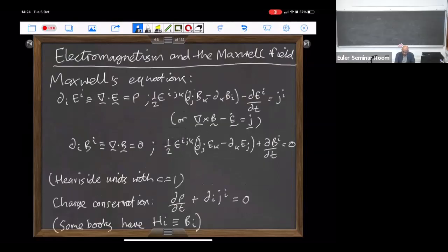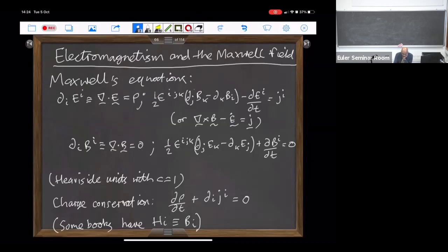Okay, what I'm going to do for a little while now is look at electromagnetism as a field theory and Maxwell's equations. And then we'll come back to symmetries again. So here, at the top, I've written down Maxwell's equations.